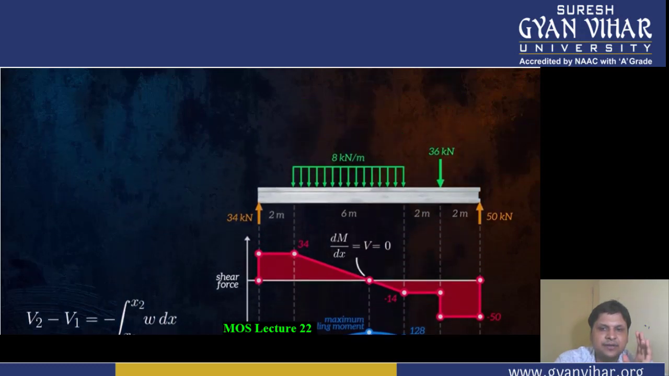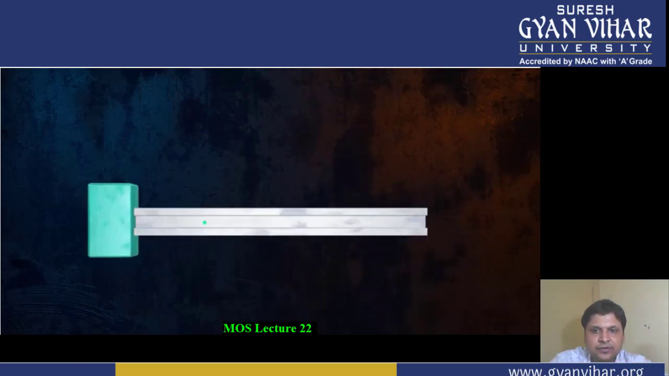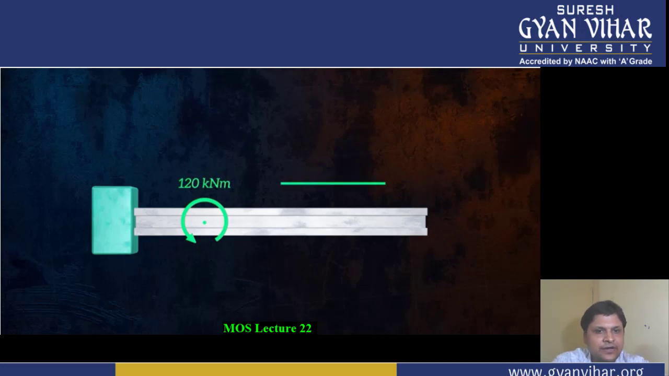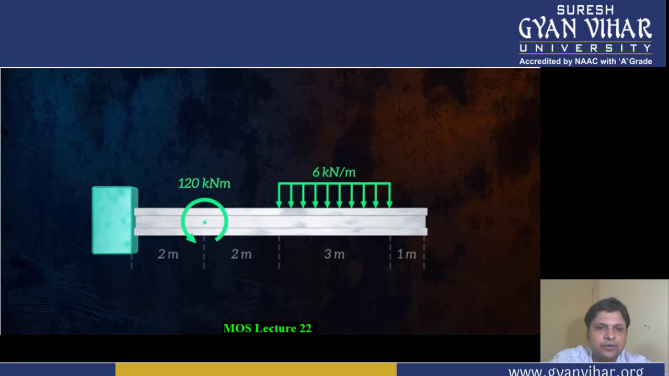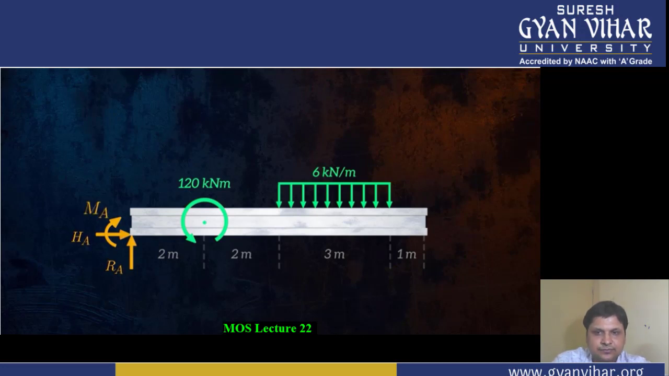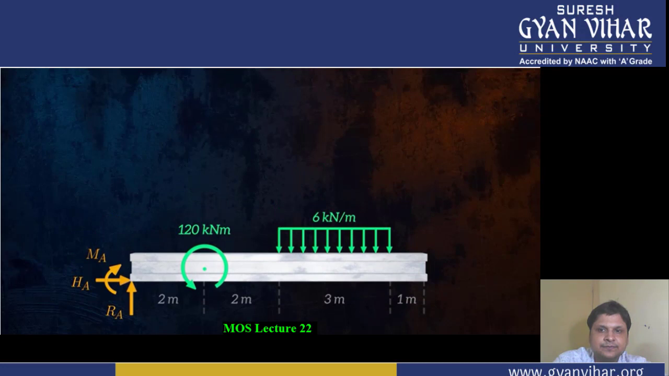Let's take one last example. Here we have a cantilever with an applied concentrated moment of 120 kilonewton meter and a distributed force of 6 kilonewton per meter. Again we start by drawing a free body diagram. Because the support is fully fixed, we have vertical and horizontal reaction forces RA and HA and a reaction moment MA.